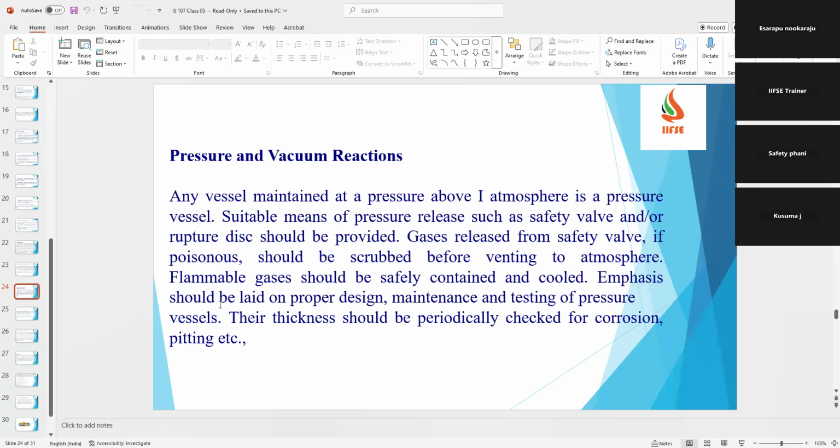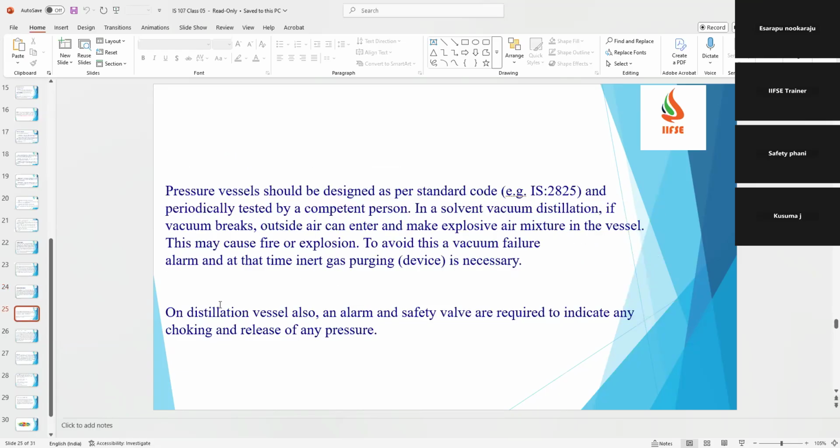Flammable gases should be safely contained and cooled. Then emphasis should be laid on a proper design, maintenance, and testing of pressure vessels. Their thickness should be periodically checked for corrosion and also pitting. Pitting is nothing but formation of small holes on the surface or the walls of the vessels. Then pressure vessels should be designed as per the standard IS-2825 and also periodically tested by the competent person. There basically they do NDT and the UT, ultrasound thickness.